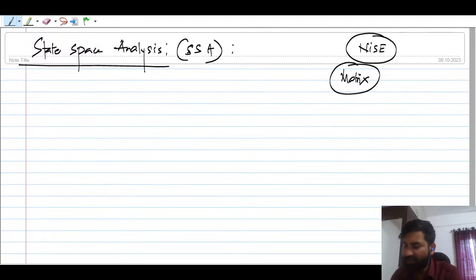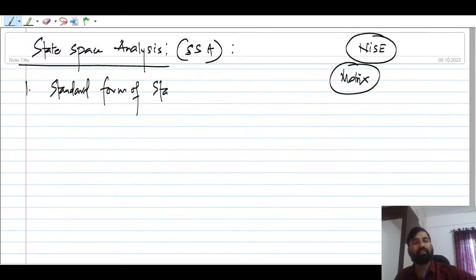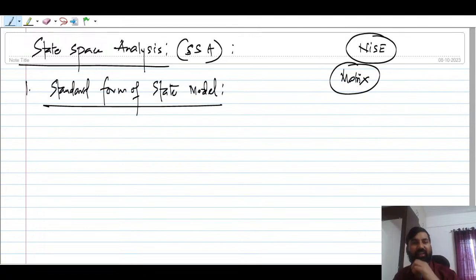So in the state space analysis, what are the topics, what are the concepts that they can ask, right? That is very important. So first of all, you should know the standard form of state model. Okay, the very first important information that you have to keep in mind is the standard form of any state model. You have to remember the standard form of state model. What is the standard form of state model?